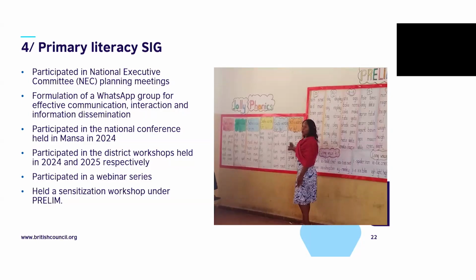Okay, so primary literacy, probably one of our most successful SIGs. We set it up to encourage participation because there was a bridge between secondary and primary, and the association has benefited a lot from this SIG to bring on board our colleagues from the primary sector, and they have been very helpful. They have participated in projects like Prelim, they have created materials, and they are putting the association on the map. Next slide, please.